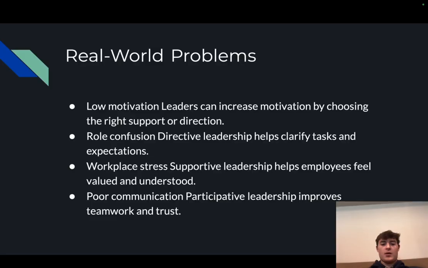Role confusion: directive leadership helps clarify tasks and expectations. Workplace stress: supportive leadership helps employees feel valued and understood. And poor communication: participative leadership improves teamwork and trust.